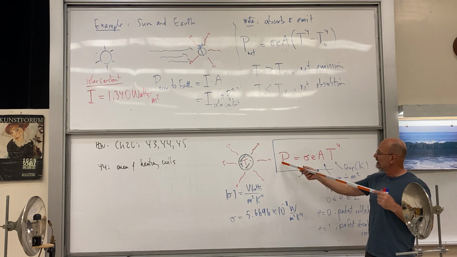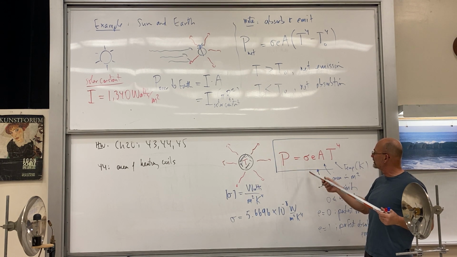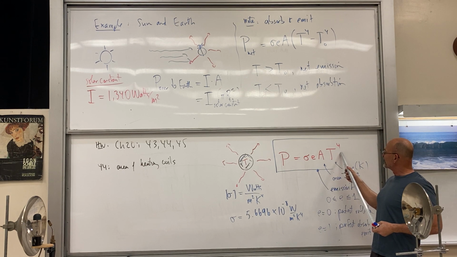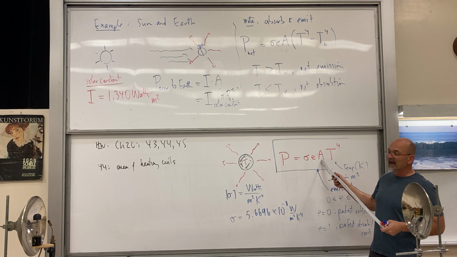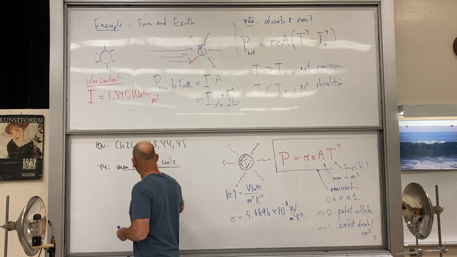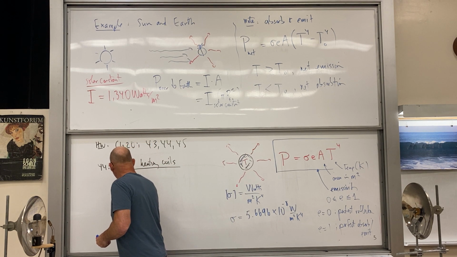Heating coils, 1,000 watts, you plug it in, 1,000 watts. Just let E be equal to 1. You have a temperature there, convert to Kelvin, fourth power, solve for the area of the heating coils. I'll give another example. So this is the problem.